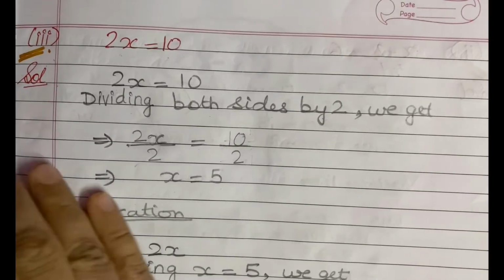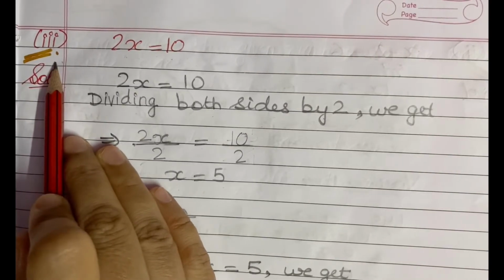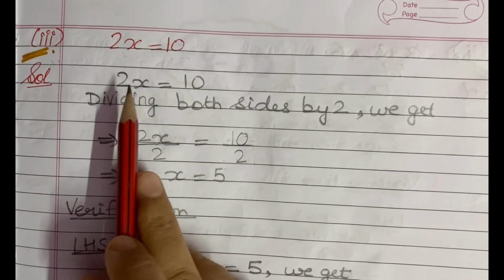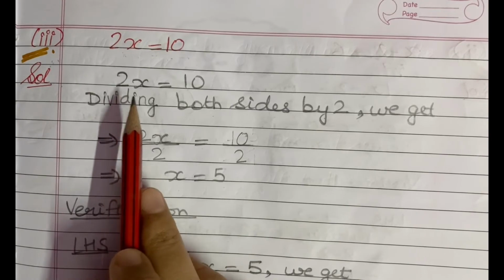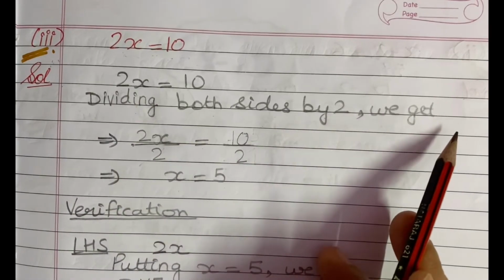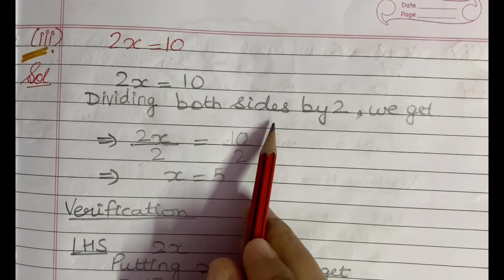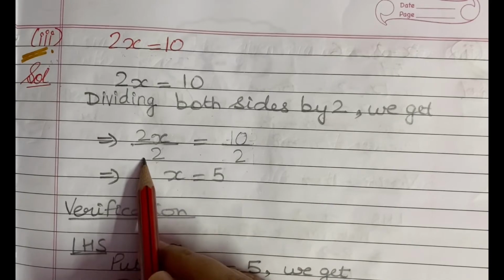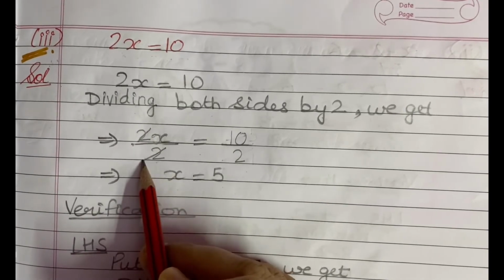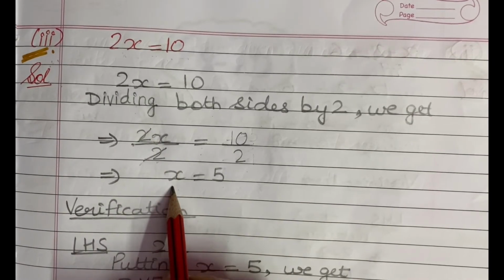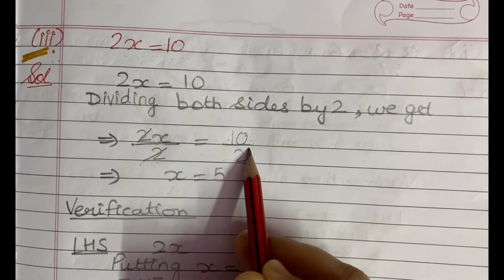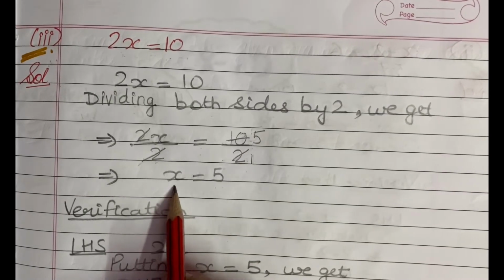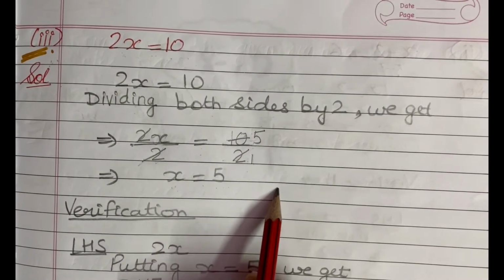Now next I have taken is the third part of the same question, and it says that 2x is equal to 10. Now in order to be left with only x on the left side, we will divide both sides by 2, and on dividing both sides by 2 we get 2x upon 2 is equal to 10 upon 2. Now on solving this, 2 and 2 will be cancelled out, so in the LHS only x will be left. Now in the RHS, 2 ones are 2, 2 fives are 10. We will get 5. So this means x equals 5 is the solution of the equation.